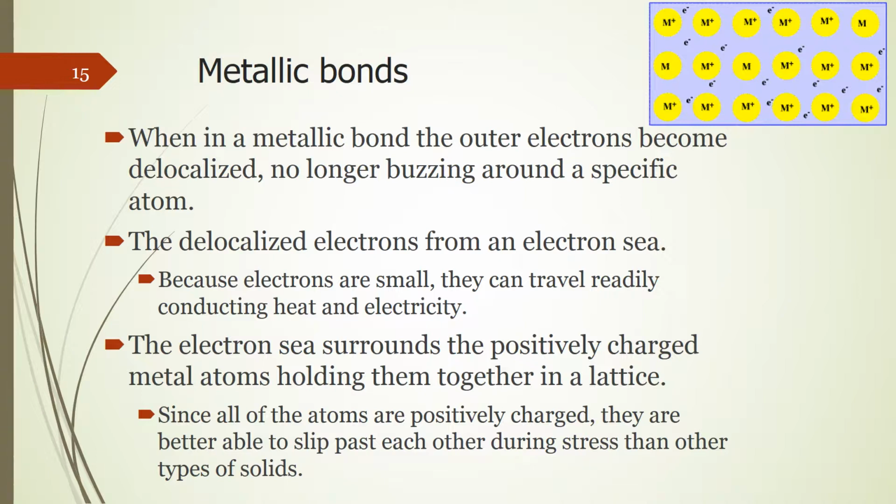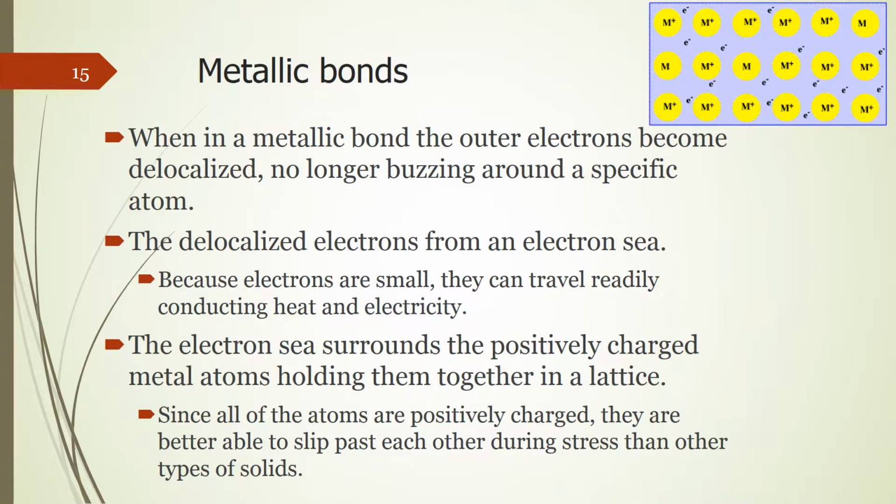Because all these guys are positively charged or neutrally charged, they're generally able to slip past each other. If you caught the previous slide, you'll notice that when an ionic compound is trying to slip past itself, all of a sudden you go cation next to cation, you disrupt the lattice, and ping, it breaks apart.